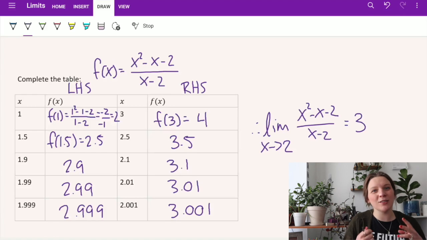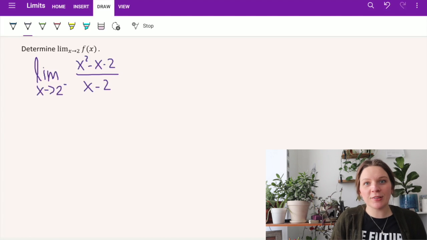But sometimes we don't want to numerically set up a table and find all those values. That's a lot of calculation. We'd also like to prove algebraically that this is in fact what's happening, that something crazy doesn't happen when we get too close to 2. So how can we show that? So we'll start with the limit from the left-hand side.